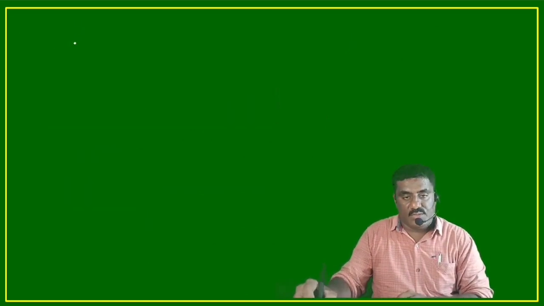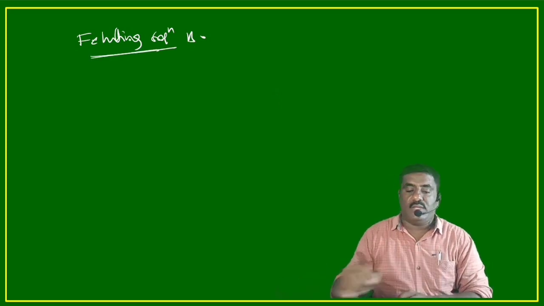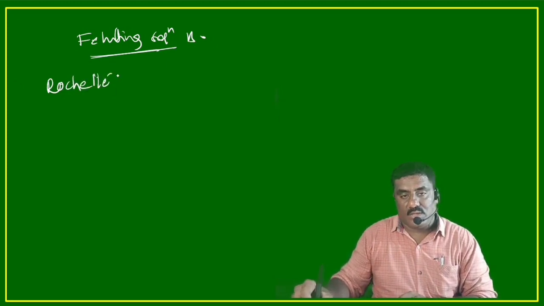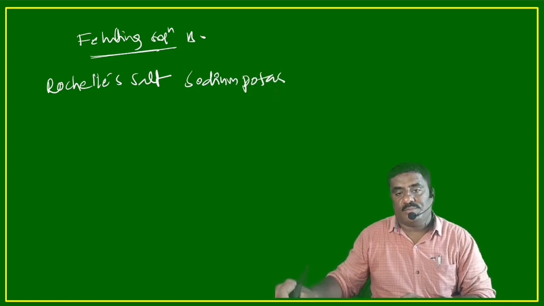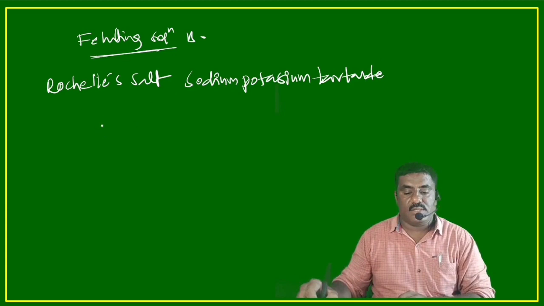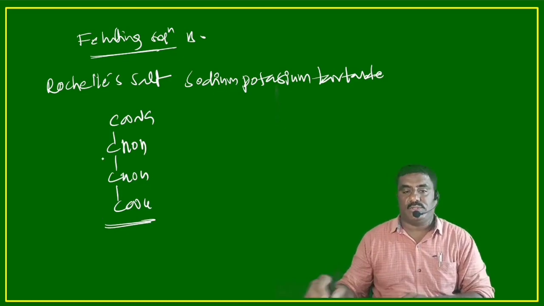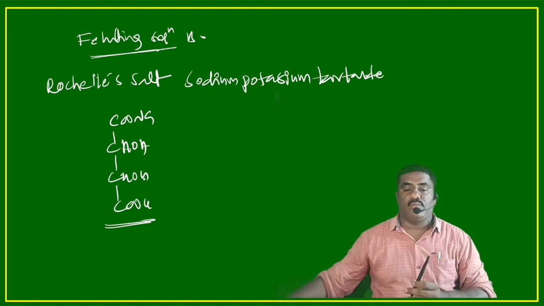Fehling's solution B. What is Fehling's solution B? It is Rochelle salt. What is Rochelle salt? Sodium potassium tartrate. What is the formula? COONa, CHOH, CHOH and COOK. It is sodium potassium tartrate. This is the structure of Rochelle salt. This is about Fehling's solution or Fehling's test.